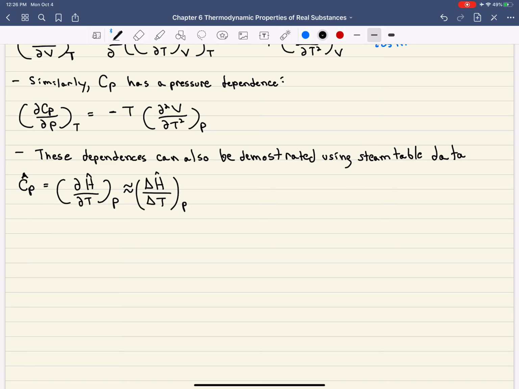Right? And so what we could do is if we went to the steam tables and looked up, at a pressure of 0.1 bar, the specific enthalpy of superheated steam at 400 degrees, and then looked up the value at 300 degrees, and then divided that by the temperature difference. Okay? From the steam tables, for P equal to 0.1 bar, we could look up those specific enthalpy values.